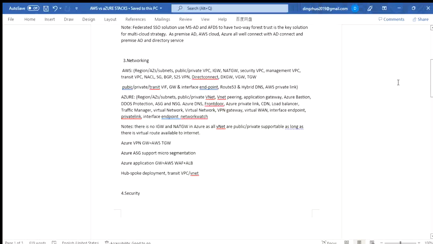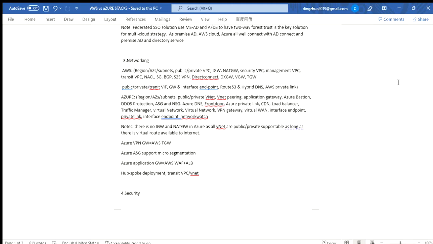Welcome back. So for these slides, we're going to focus on the network and security differences between AWS and Azure. First of all, let's jump to the networking part.